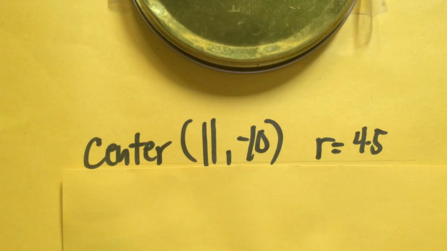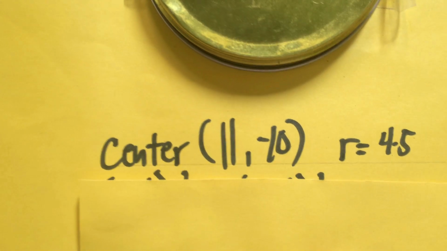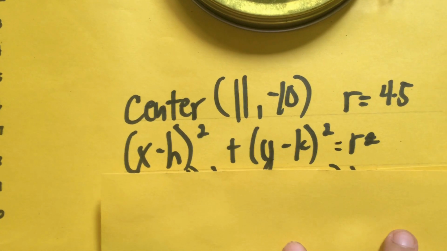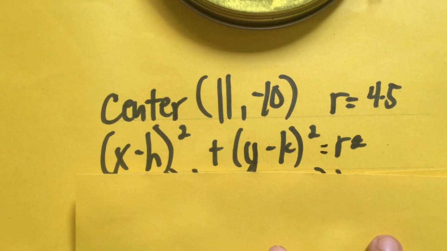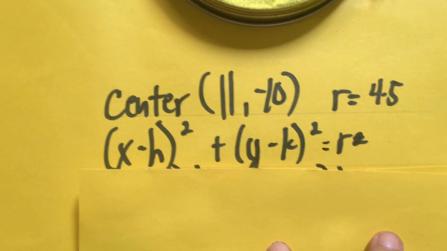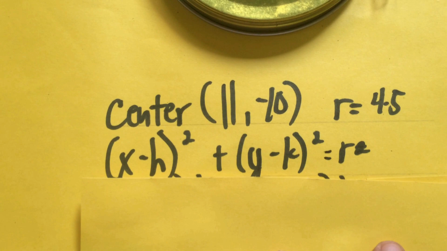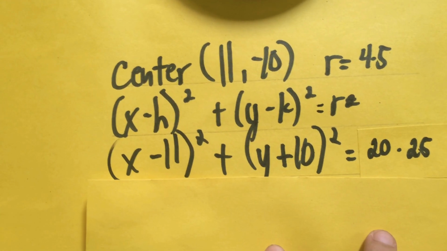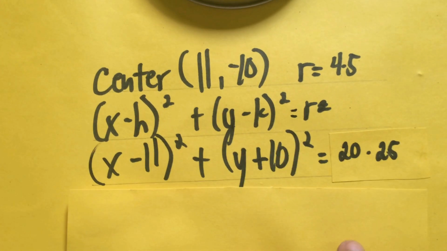After we determine the center and the radius, we transform it into the standard form, which is (x - h)^2 + (y - k)^2 = r^2, where h is 11, k is -10, and 4.5 is the radius, which gives us the answer of (x - 11)^2 + (y + 10)^2 = 20.25.